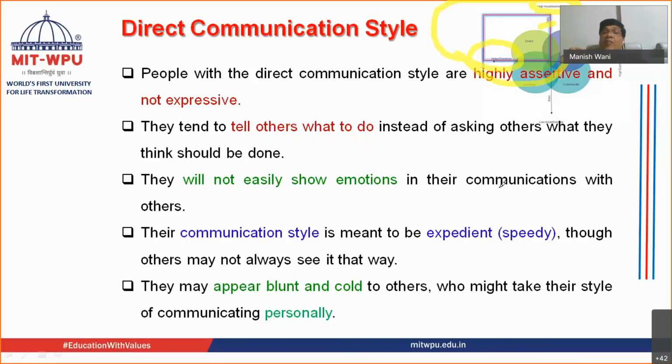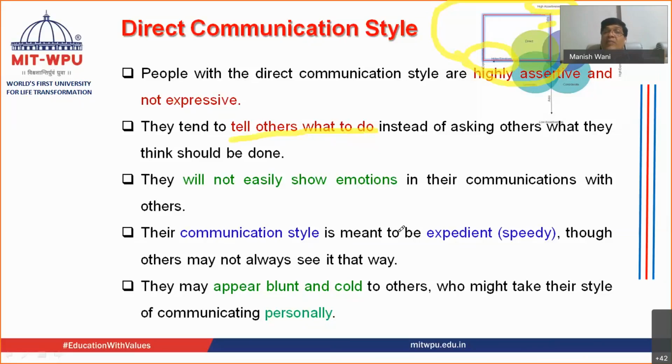So these kinds of people are high on assertiveness. As I told you, they are very high on assertiveness and they are not expressive in nature. They are low in expression or they hide their emotion. They usually tell others what to do, right? They are kind of directors.